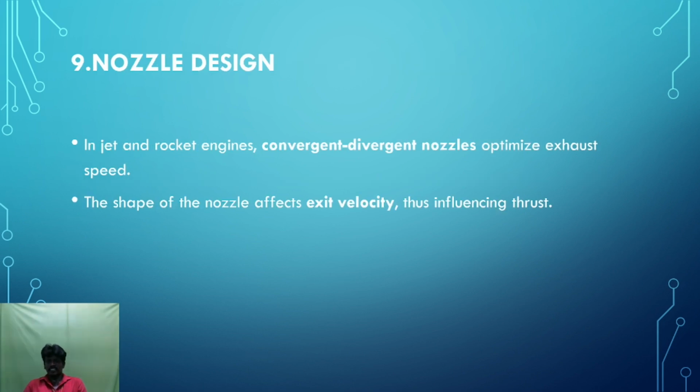Then the nozzle design. In jet engines and rocket engines, the nozzle plays a very important role in producing high thrust. A convergent divergent nozzle optimizes exhaust speed. Once again I repeat, a convergent divergent nozzle optimizes exhaust speed. The shape of the nozzle also affects exit velocity. There is a bell nozzle, cone nozzle, aerospike nozzle, whatever it may be, then divergent nozzle, convergent nozzle. These also affect the exit velocity of gas, and it also influences the thrust.